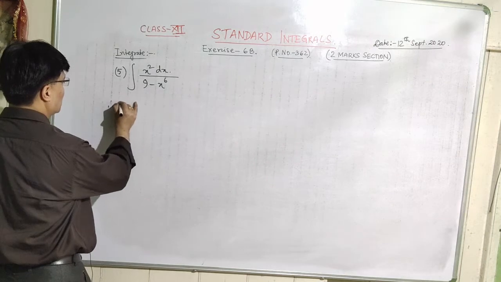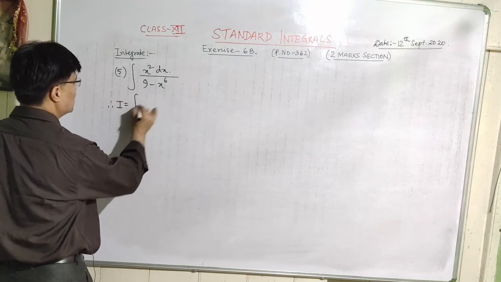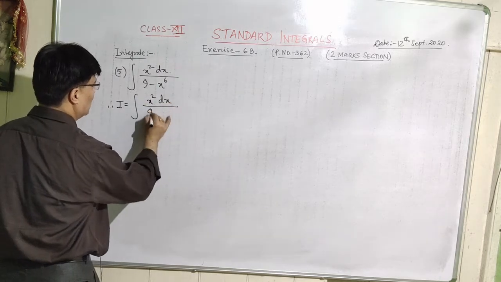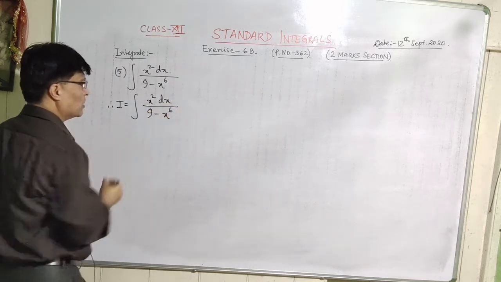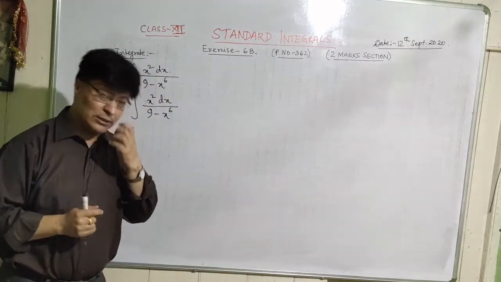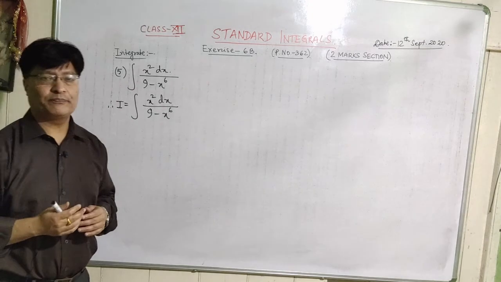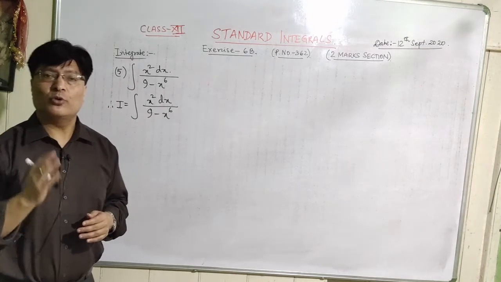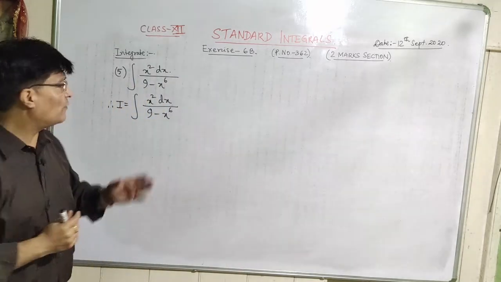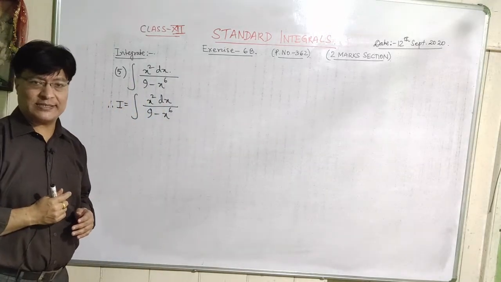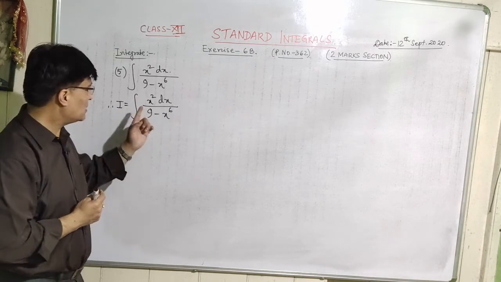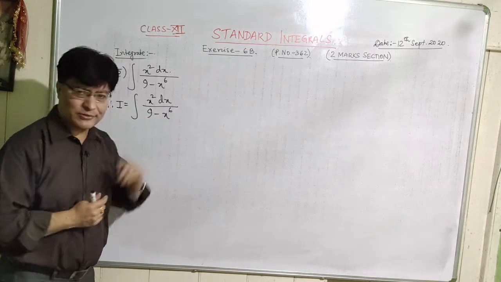So now this is I is equal to integral of x square dx divided by 9 minus x to the power 6. So for this question you cannot directly use standard integral. So first of all you should know the method of substitution also. You should have the knowledge of method of substitution in this case. In the numerator we have x square and in the denominator we have 9 minus x to the power 6.